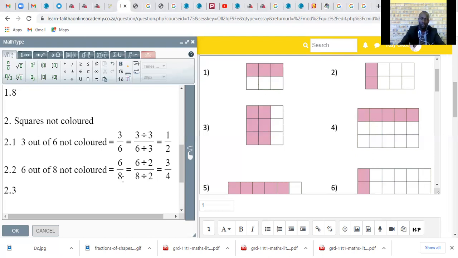Now, the next question is asking us to do what? Well, the next question is asking us to find the fraction of squares that are not colored in question 3. To get it, we first count the squares that are not colored. In this case, 1, 2, 3. So we say 3 out of 4, 5, 6, 7, 8, 9. Okay, so we say 3 out of 9 are what? Not colored.